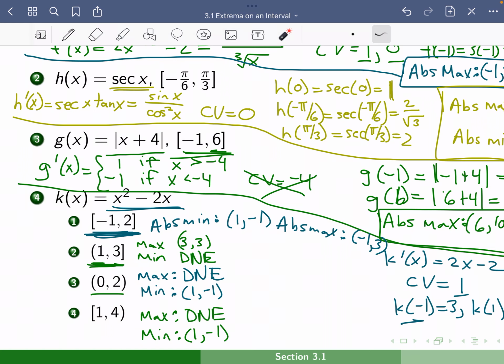And since it can always get closer and closer to 4, there is not actually an absolute max. Now, if we had a closed interval, with a bracket there, then we would be guaranteed to have a maximum and minimum, because we could actually reach those values.